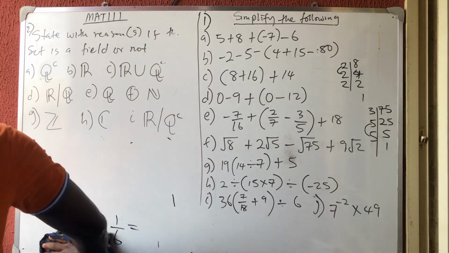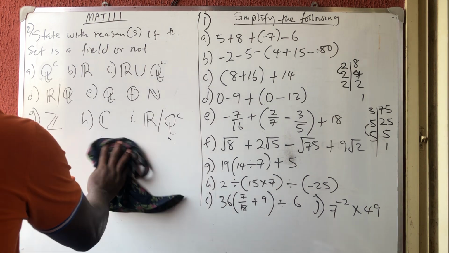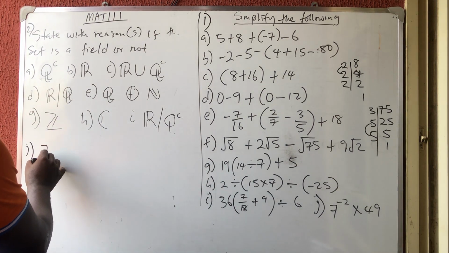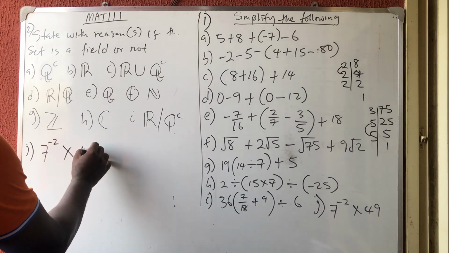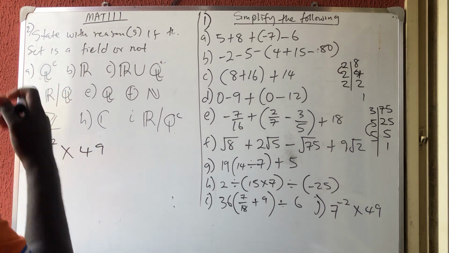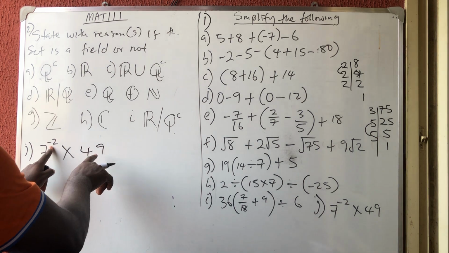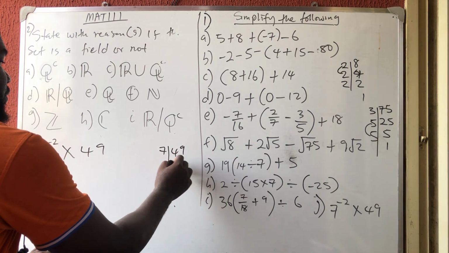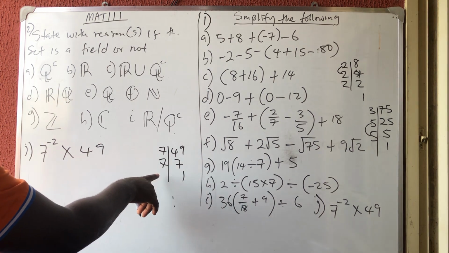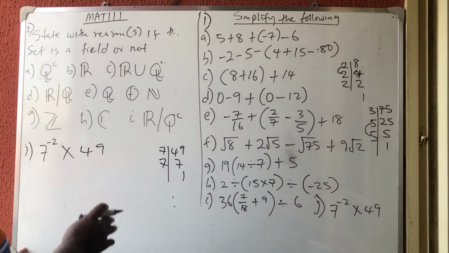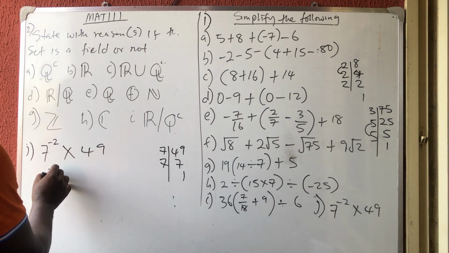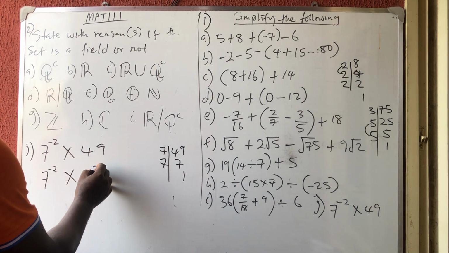So the next one is the last question there. Let me see. The J question, which is the last question there, said 7 raised to power minus 2 times 49. Now in indices, to remove minus, let me break this one down. 49 means 7 times 7. You can go to my video on indices for you to understand better. So 7 raised to power minus 2 times 7 raised to power 2.